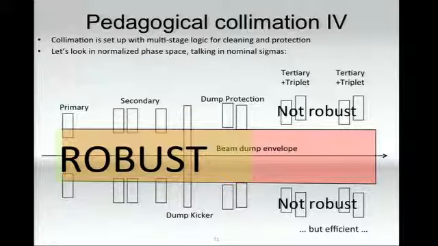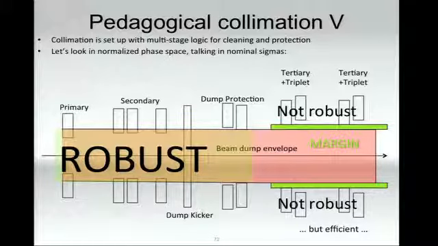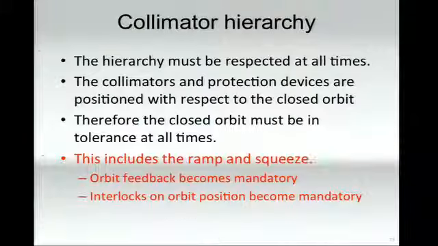So the idea is the tertiaries are also very efficient, but we spend a lot of time making sure that our tertiaries are nicely tucked behind the shadow of the rest of the system. And we call this arrangement the hierarchy. It must be respected at all times. These guys are positioned with respect to the closed orbit. So the closed orbit clearly has to be in the right place at all times.